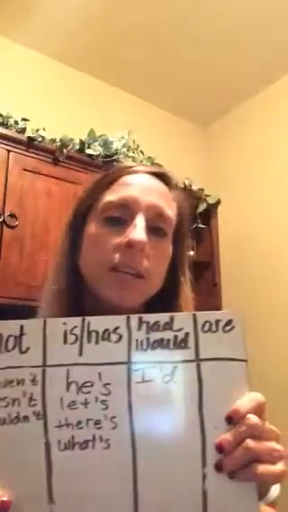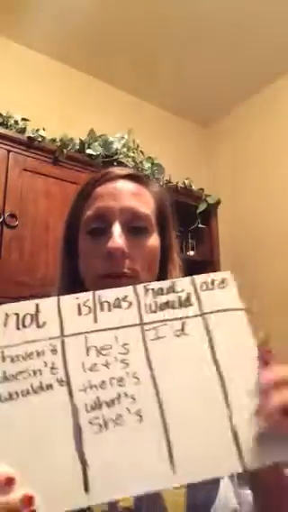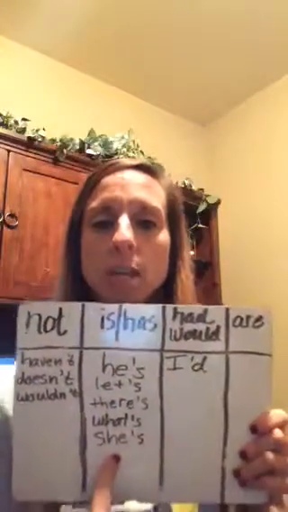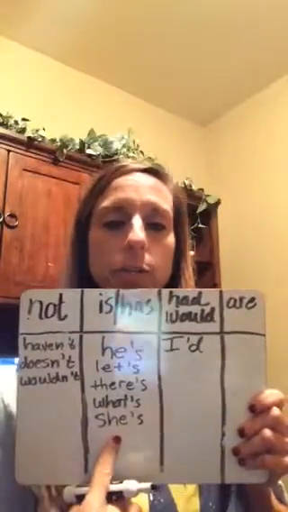next we have she's. She's my best friend. She's. Where do you think she's goes? Okay, if you did it correctly, it also goes in this column. S-H-E apostrophe S. She's.